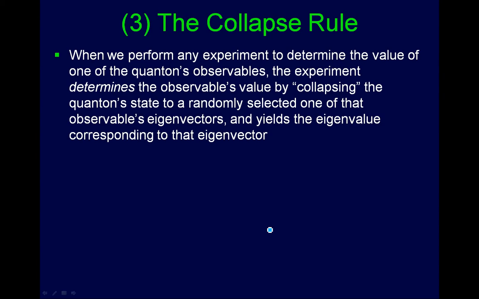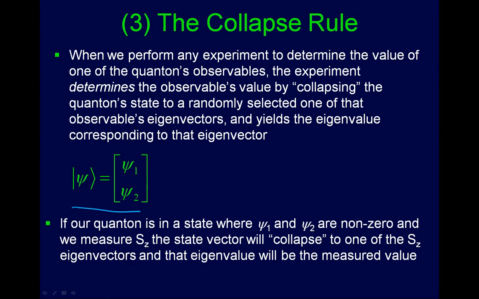The next rule is probably the most controversial, and it basically just says, this is the collapse rule, that when we perform any experiment to determine the value of one of our observables, the experiment determines the observable's value by collapsing the quantum state to a randomly selected one of that observable's eigenvectors and yields the eigenvalue corresponding to that eigenvector. All right, so suppose this is our state vector. So the psi 1 and psi 2 are both non-zero. And suppose then we take this and we try to measure the projection of the spin in the z direction. So we try to measure Sz.